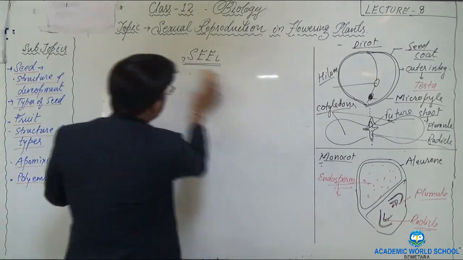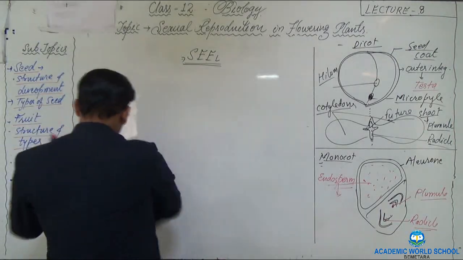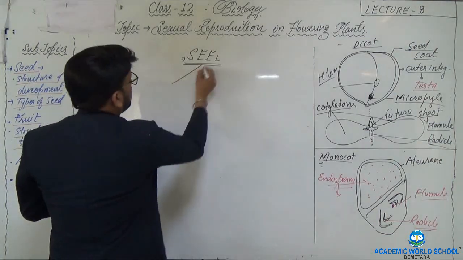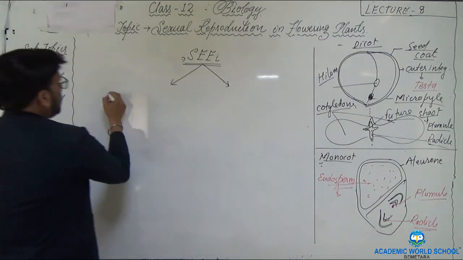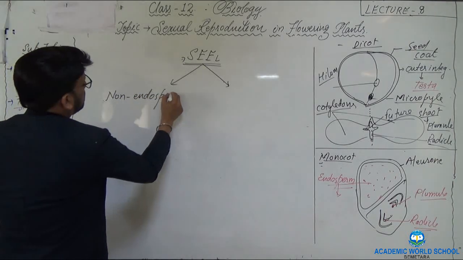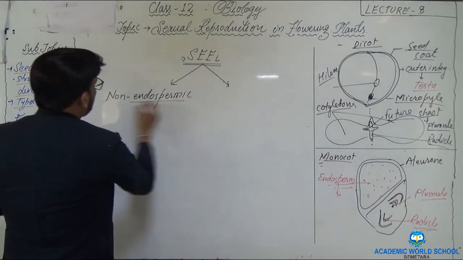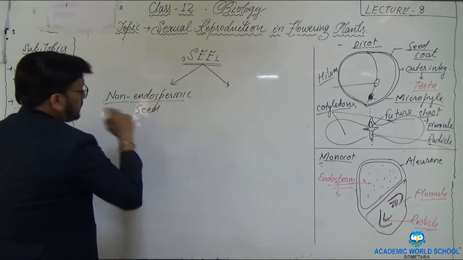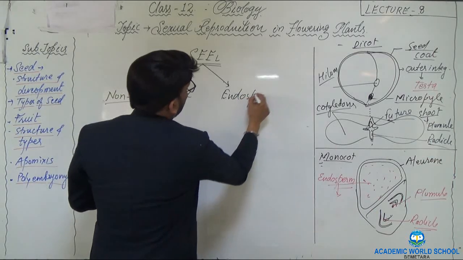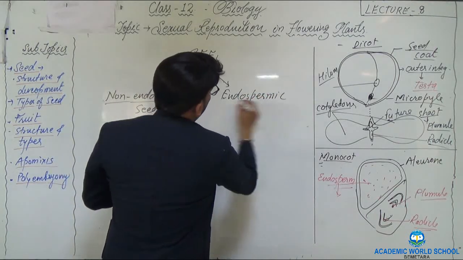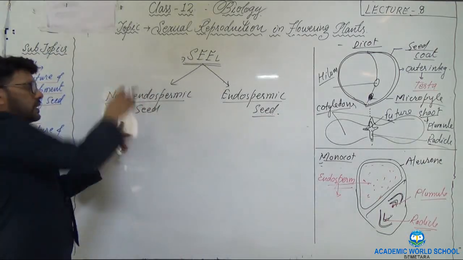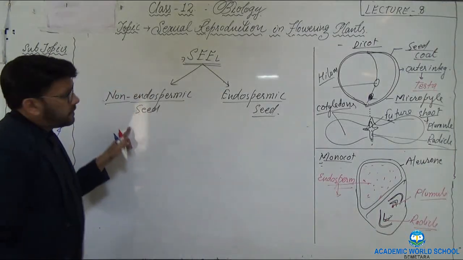These seeds basically are of two types. One we call non-endospermic seed. The other one is called the endospermic seed. What do you mean by these non-endospermic seeds?